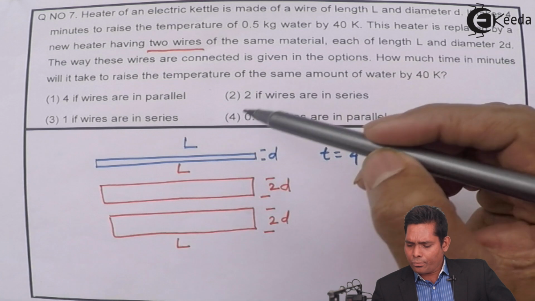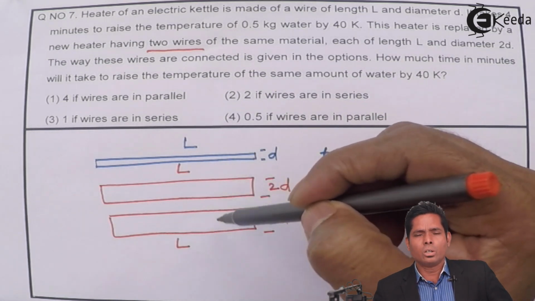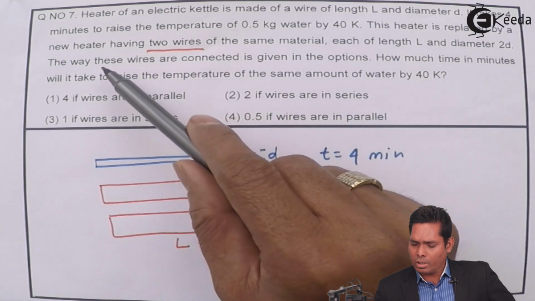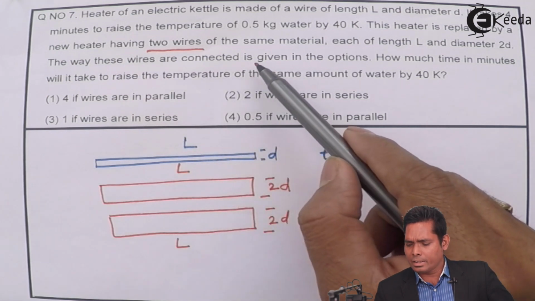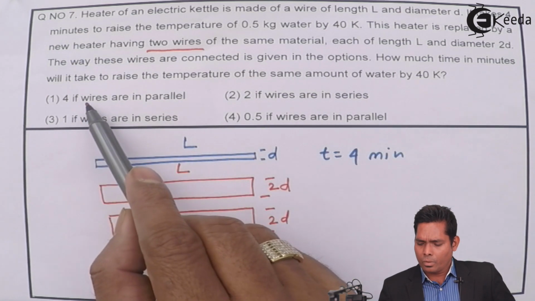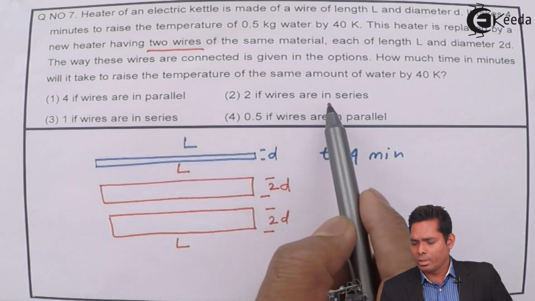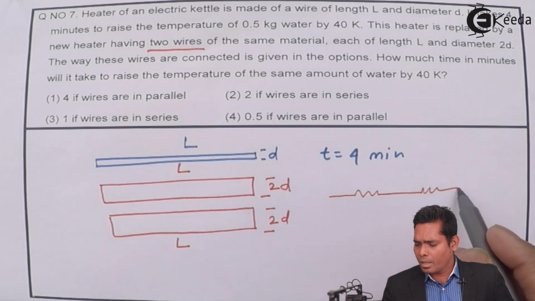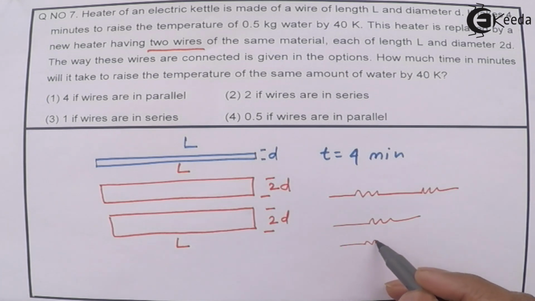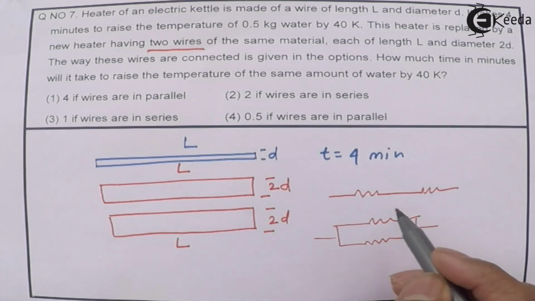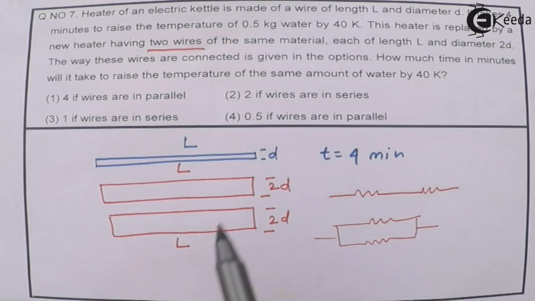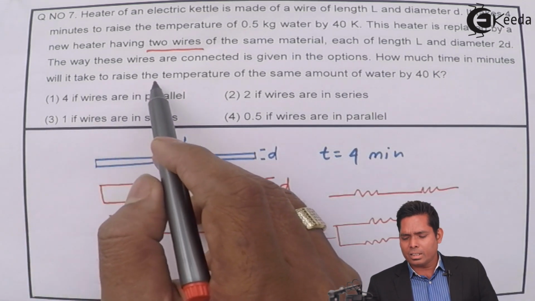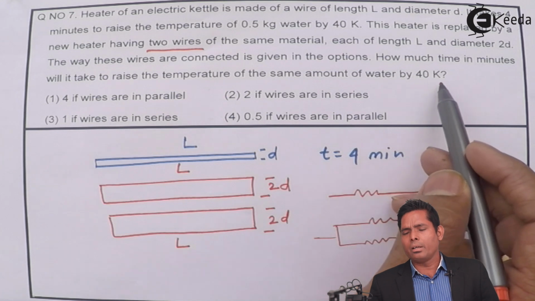So instead of this, if we use these two wires, then how much time will it take? The way these wires are connected is given in the options. How? Wires are in parallel, wires are in series. So these two wires are connected in series as well as in parallel. This is the situation, series and parallel. How much time in minutes will it take to raise the temperature of the same amount of water by 40 Kelvin?